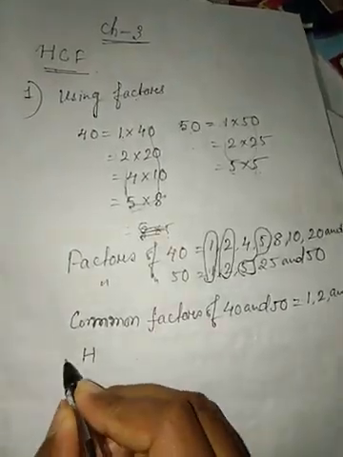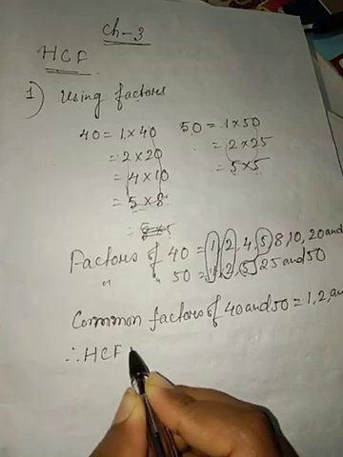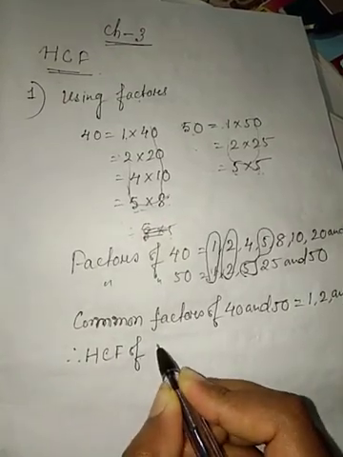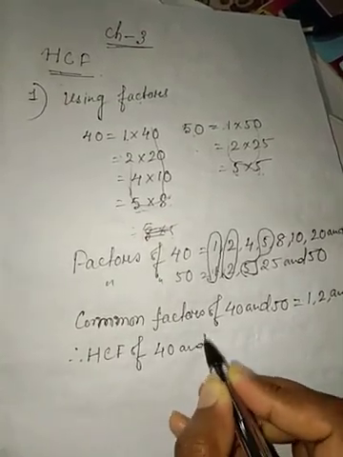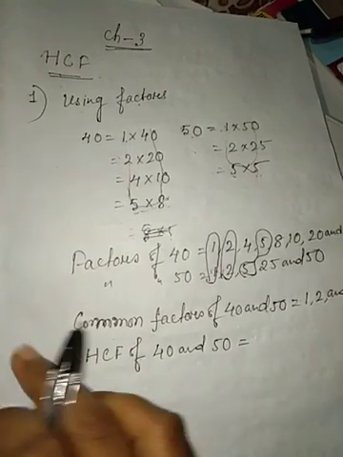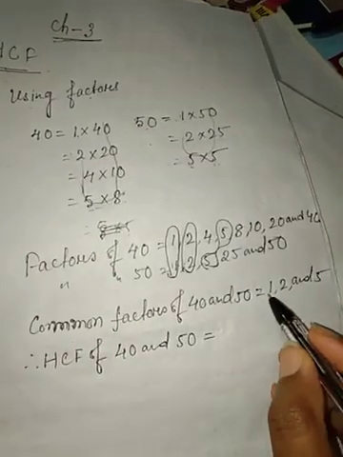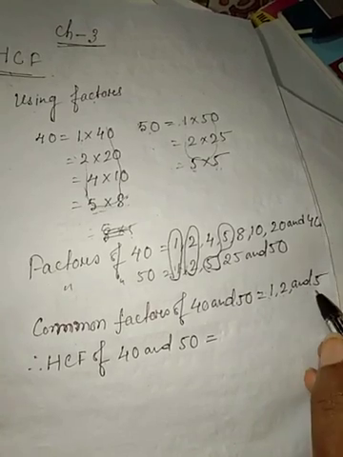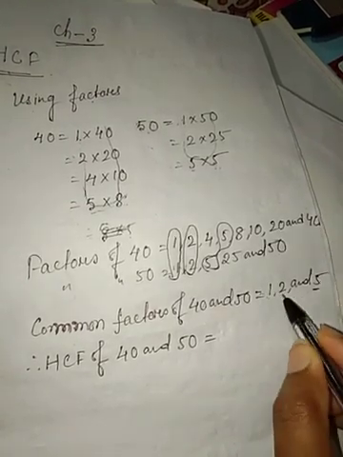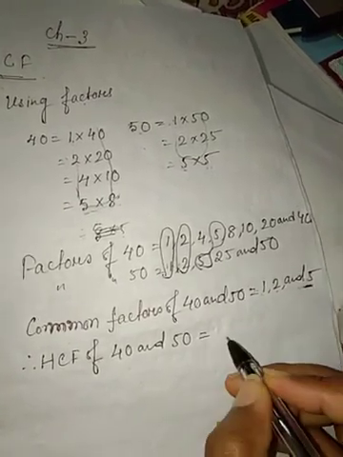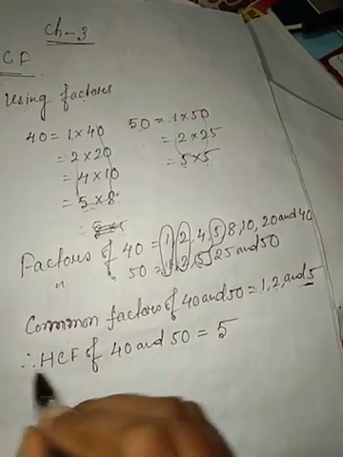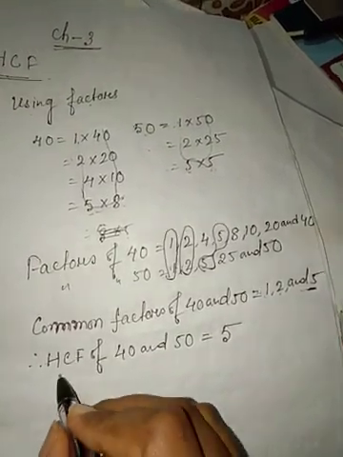Therefore, HCF of 40 and 50 equal to what? See, there are 3 common factors. Among these 3 factors, 5 is the highest. So you write 5, because HCF means highest common factor.